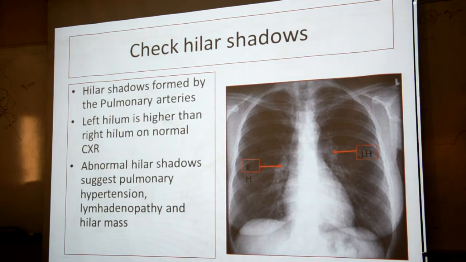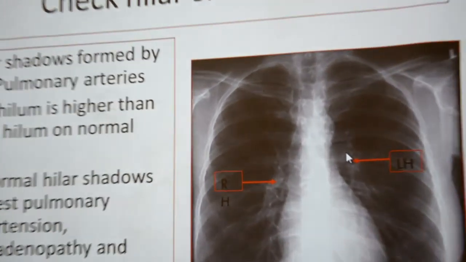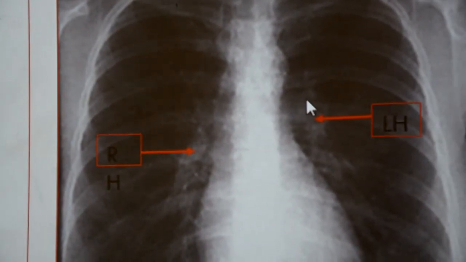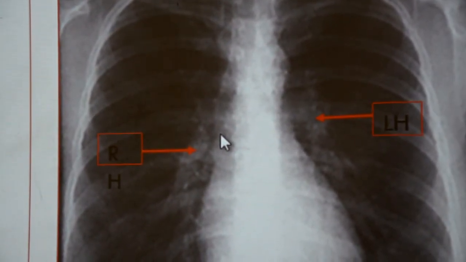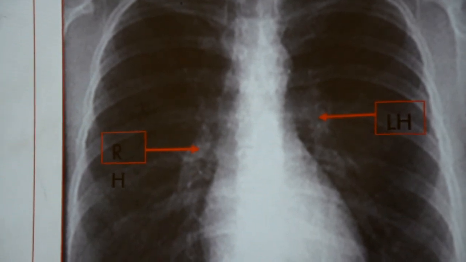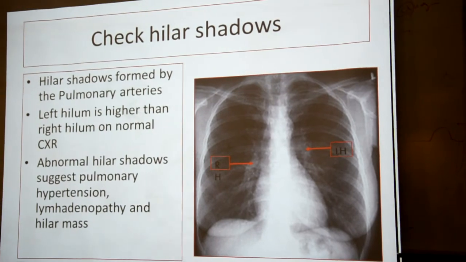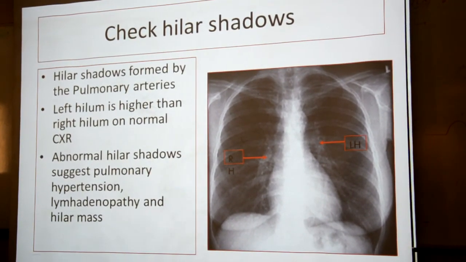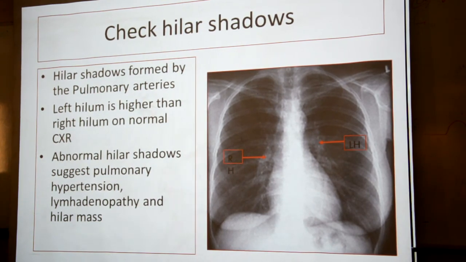Check for the right and left pulmonary arteries, the right and left hila, normally visible as a white shadow; they are concave. The left is usually higher than the right because the left bronchus passes inferior to the left pulmonary artery. For the hilum, when we check on the x-ray, the position of the left is normally slightly higher than the right. The shape, normally it is concave like that. If they are distended or convex or bulging, it suggests pathology, and check the density. Okay, if they are dense, it suggests pathology.